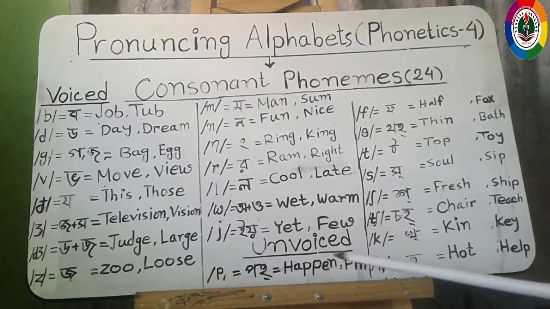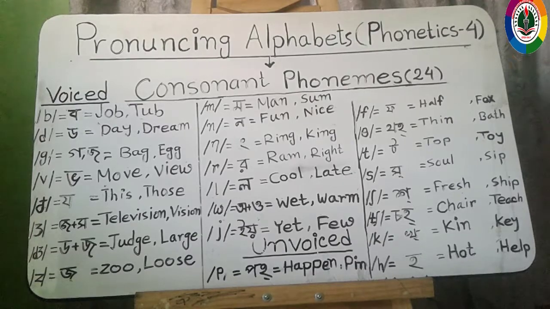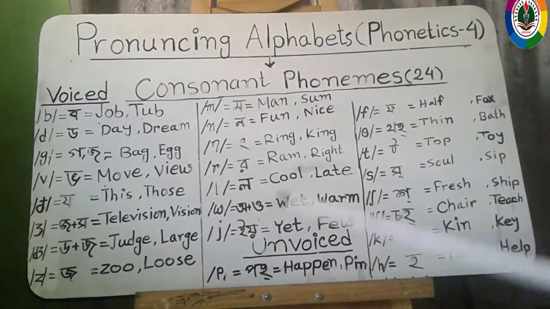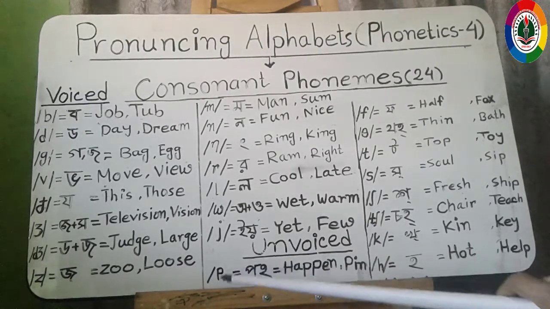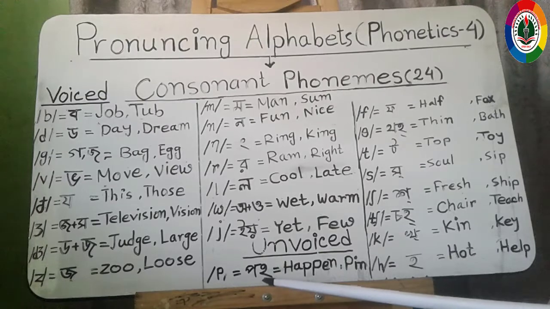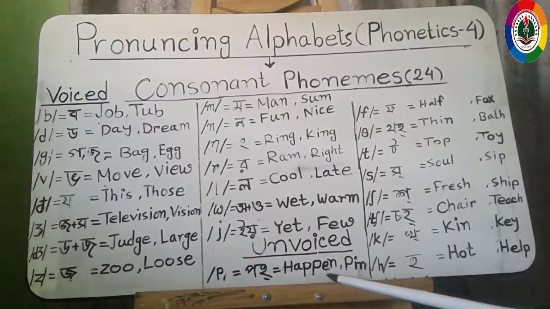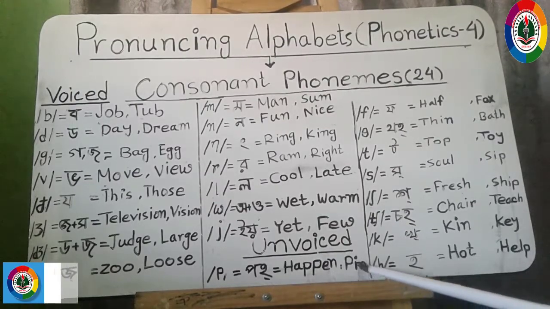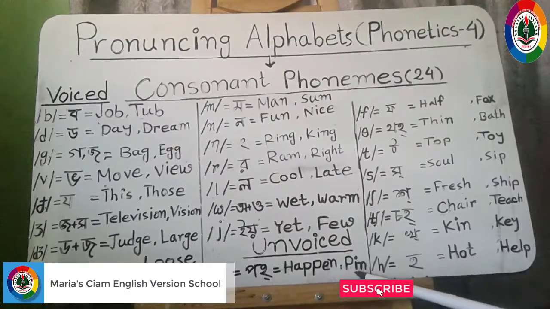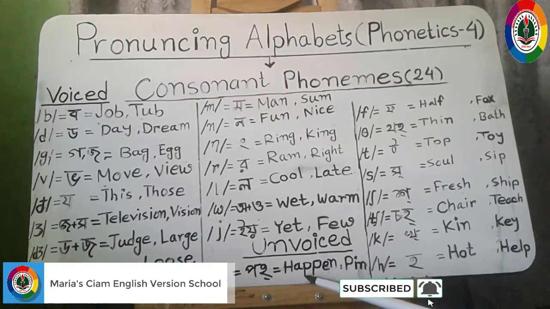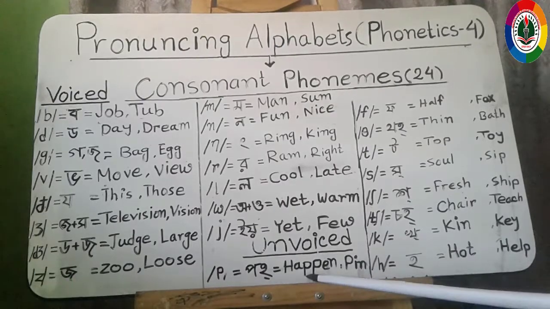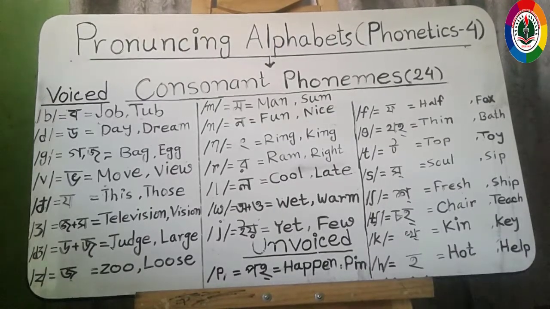Let's move to the unvoiced consonant phonemes. We have completed our voiced consonant phonemes. Now we'll move to the unvoiced consonant phonemes. Look, this phoneme sign is for the phoneme or sound p, p, p. The examples are like happen, pin. While you alter happen and pin, we find the presence of the phoneme p. And in happen and pin, at the place of this p, our vocal cord doesn't get vibrated at all.